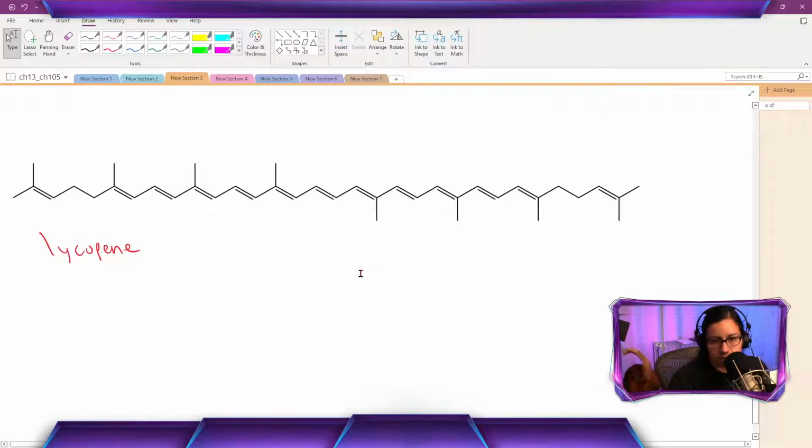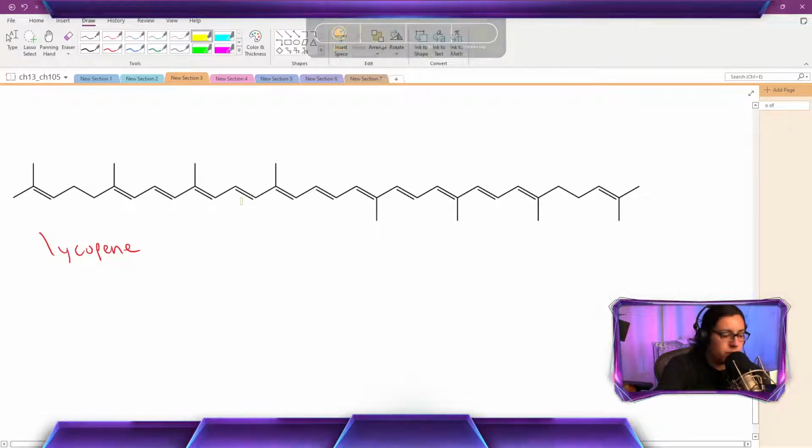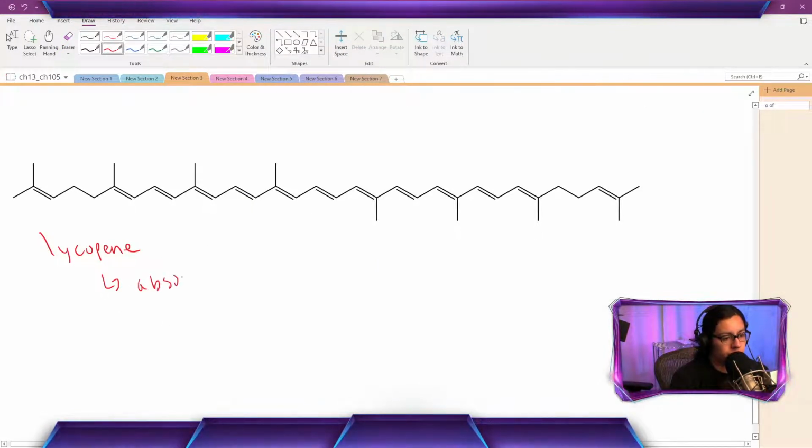So there's a lot of naturally occurring substances that are alkene based. So again, this is lycopene, and this is what gives tomatoes its kind of red color. So lycopene mainly absorbs all other colors. So it would absorb blue, green primarily, but not red, and hence why lycopene is red.